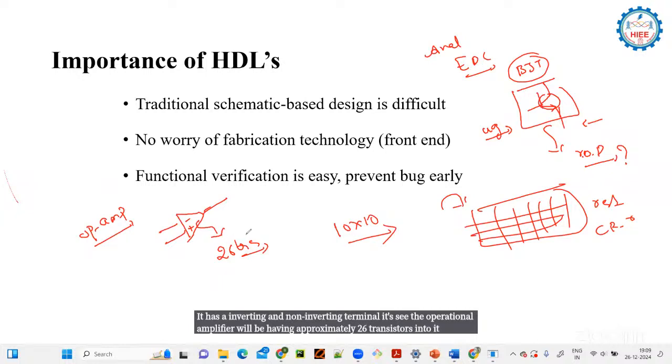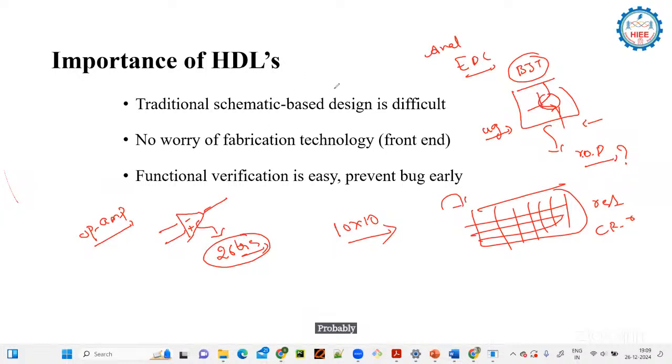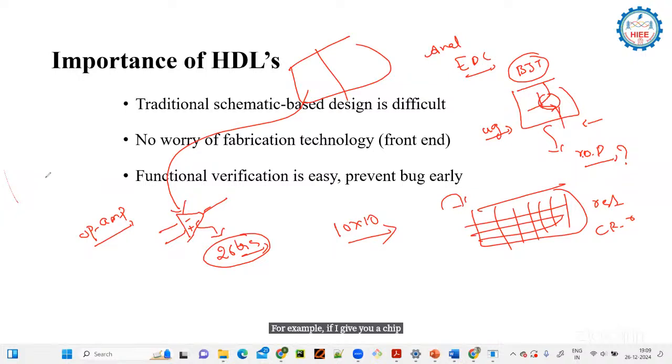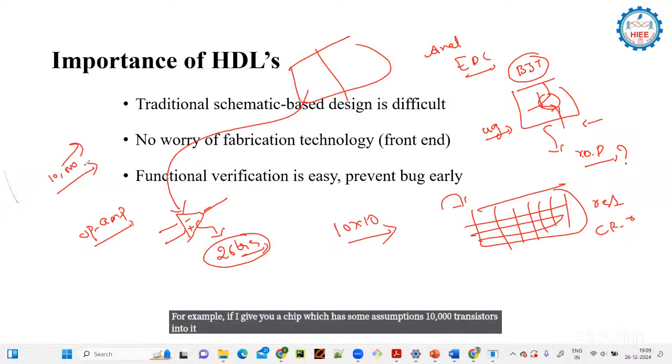So if I ask you to verify this operational amplifier which has 26 transistors in it, how much space will you be consuming? Probably half of your laboratory. More than half of the space of the laboratory will be consumed just to verify a single op amp. For example, if I give you a chip which, assume, has 10,000 transistors in it, and if I ask you to verify it, how will you verify it? Your campus alone is not enough.